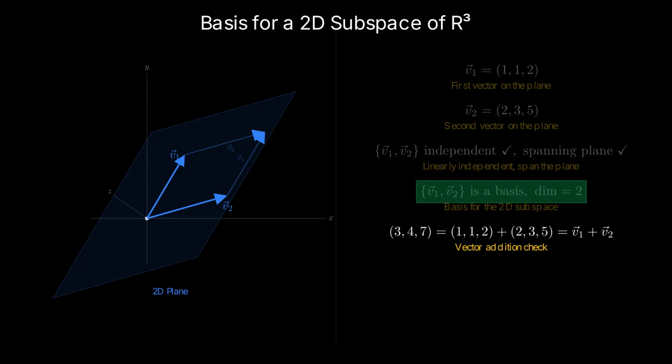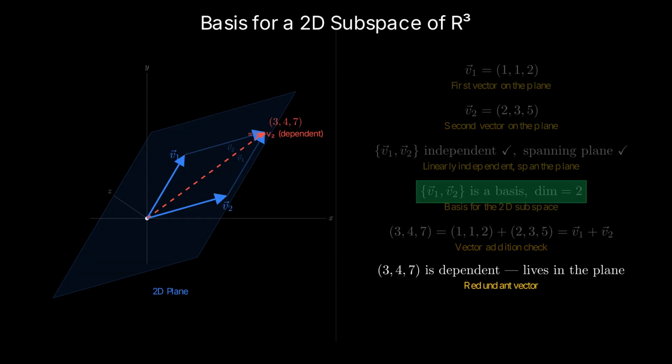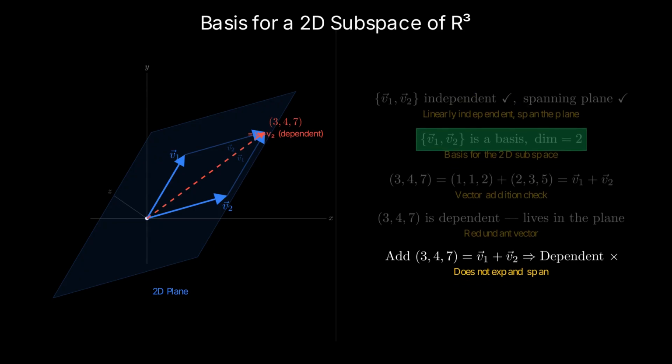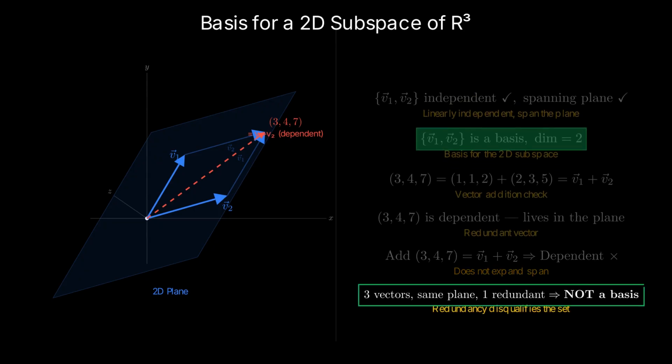Notice that 1, 1, 2 plus 2, 3, 5 equals 3, 4, 7. So this third vector is exactly v1 plus v2. That means it already lives in the plane spanned by v1 and v2. Adding it doesn't expand our coverage at all. It only introduces linear dependence. We now have three vectors, but they still span the same plane, and one of them is redundant. Therefore, this set of three vectors is not a basis for the plane.